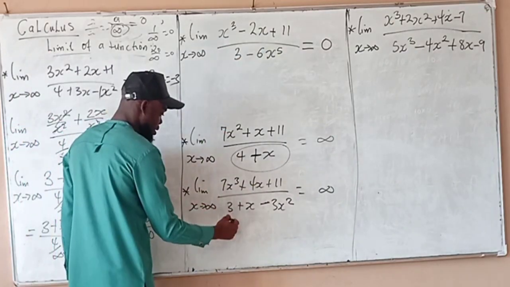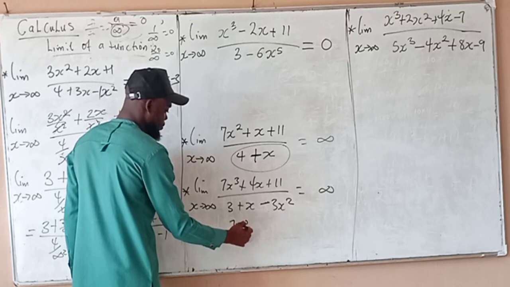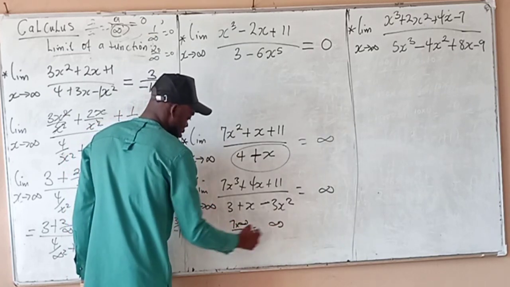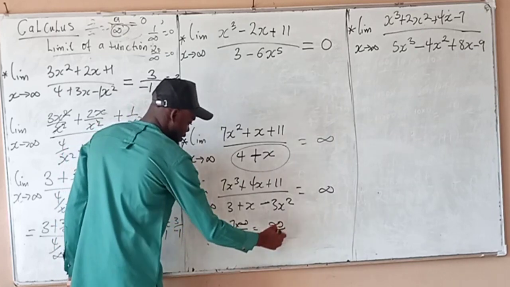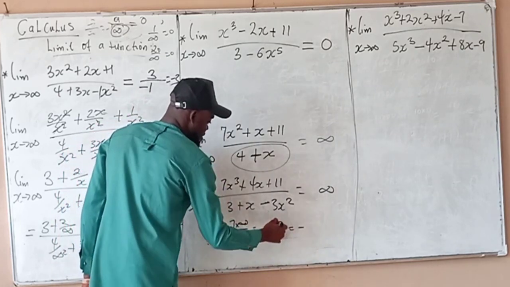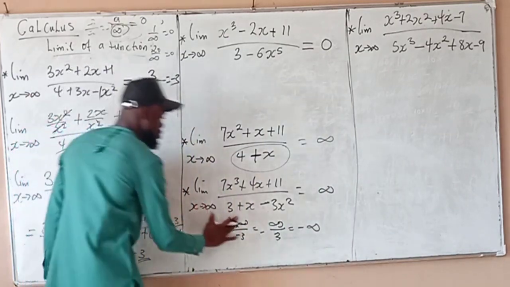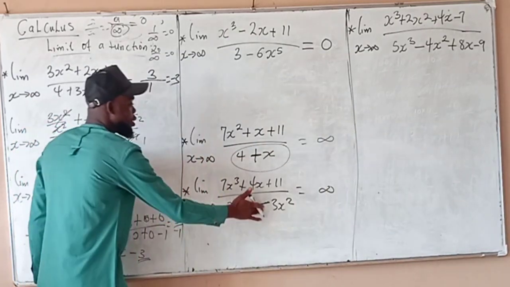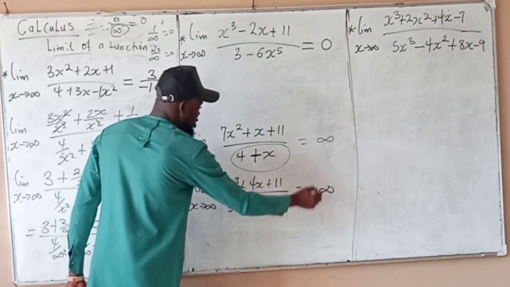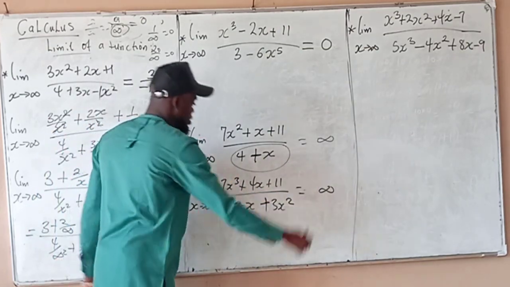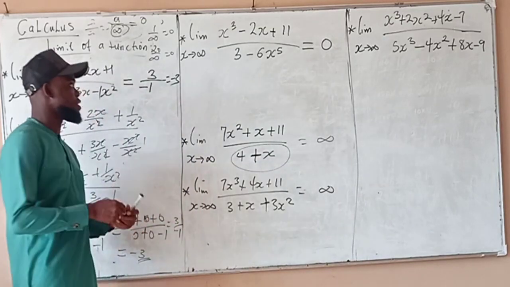This one becomes 7 times infinity over minus 3. 7 times infinity is infinity. Then bring out this minus, divided by infinity, that becomes minus. So just take note: this sign here will replace the sign of that infinity. If the highest power of s here is minus, this plus becomes minus as well. Take note of that. Very, very important.